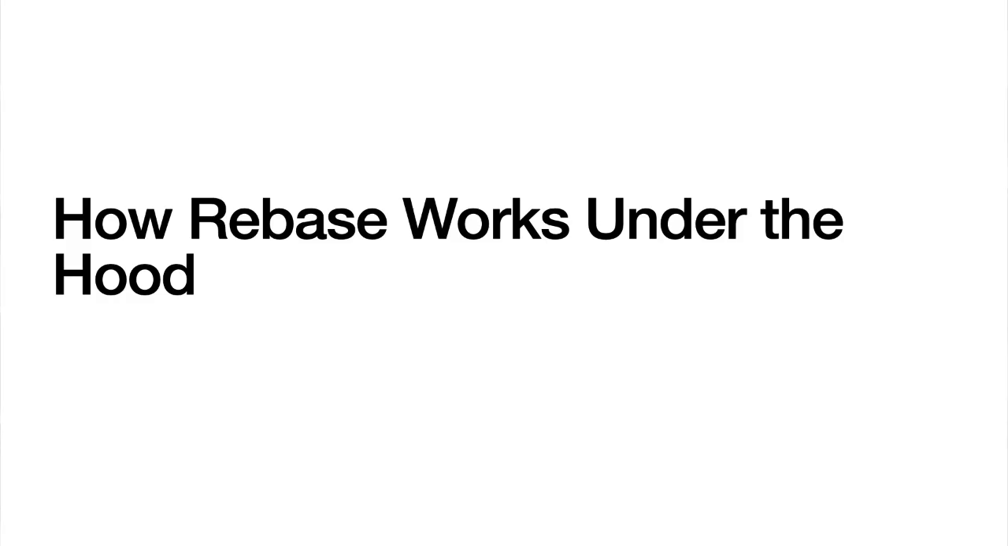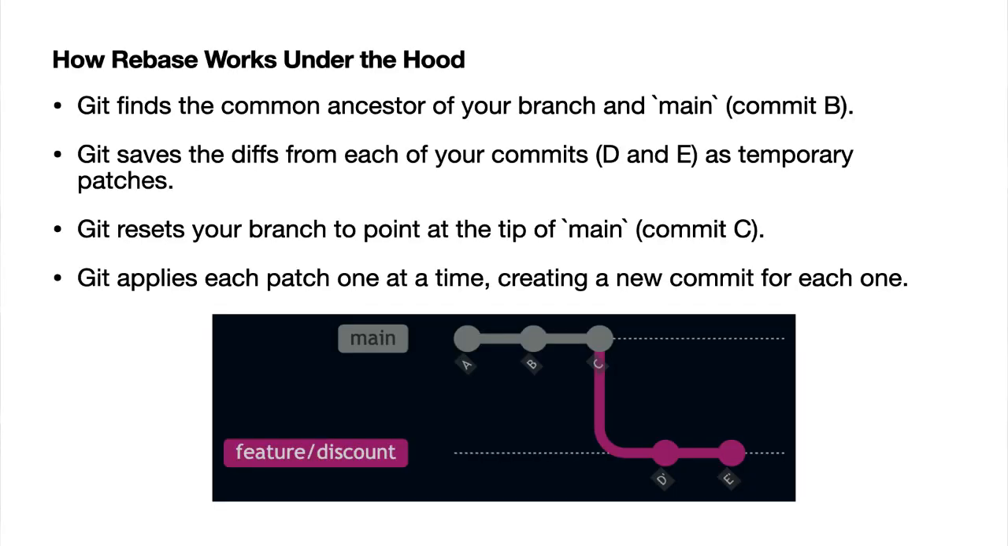When you run git rebase main, Git doesn't move your existing commits. It creates brand new ones using the process that's outlined on the screen. It's important to note that each new commit gets a new SHA hash. In our example before, D became D prime and E became E prime. They contain the same code changes, but as far as Git is concerned, they're different commits. That is because they have a different parent now.